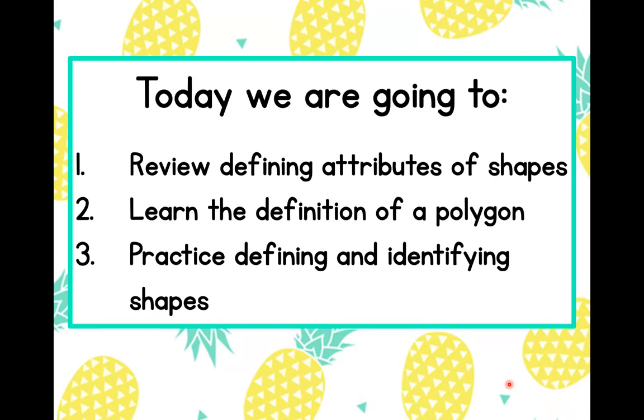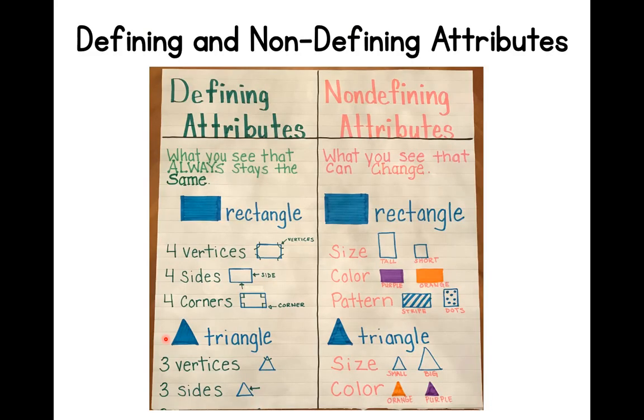Well, today we are going to review defining attributes of shapes. We're going to learn the definition of a polygon, and we're going to practice defining and identifying shapes. So remember, boys and girls, that we did talk about defining and non-defining attributes of shapes. We said that defining attributes are what you see that always stay the same. And defining attributes are those vertices, the number of vertices, the number of sides, and the number of corners. We know that a triangle is always going to have 3 vertices and 3 sides. That's what makes a triangle a triangle.